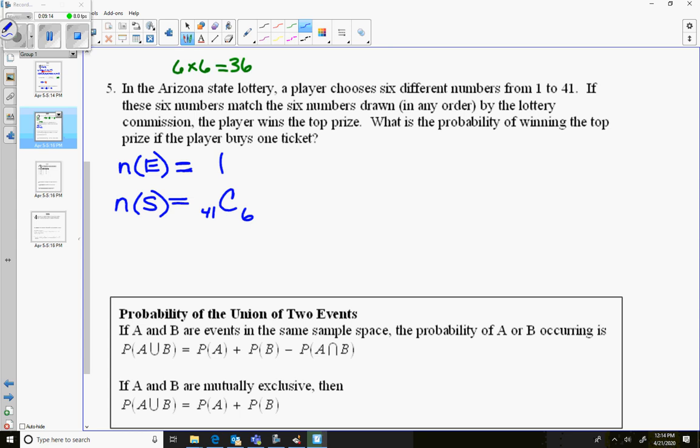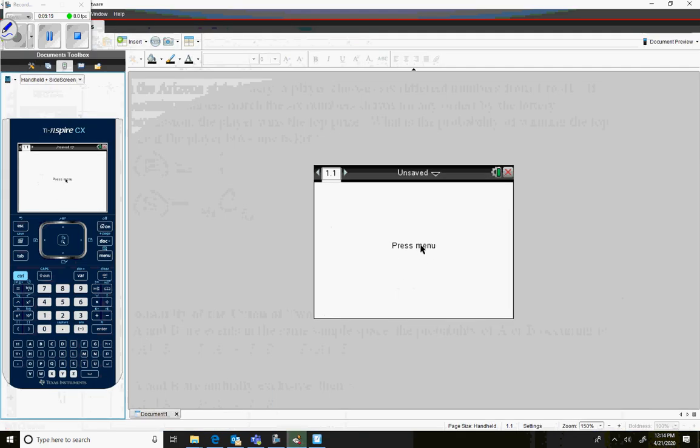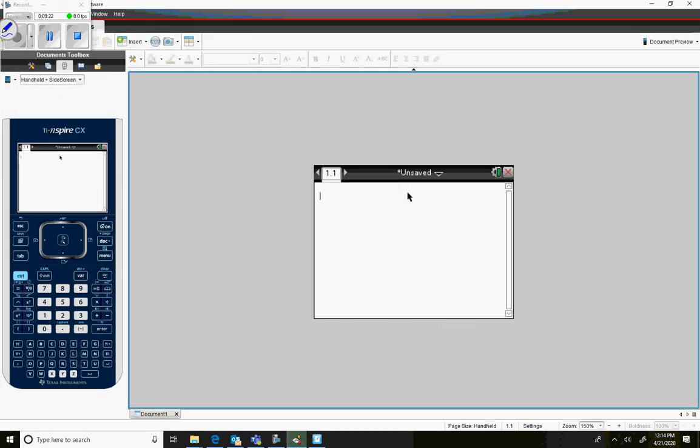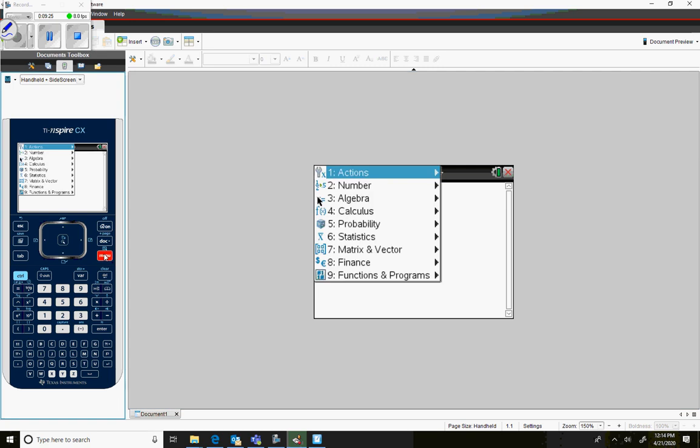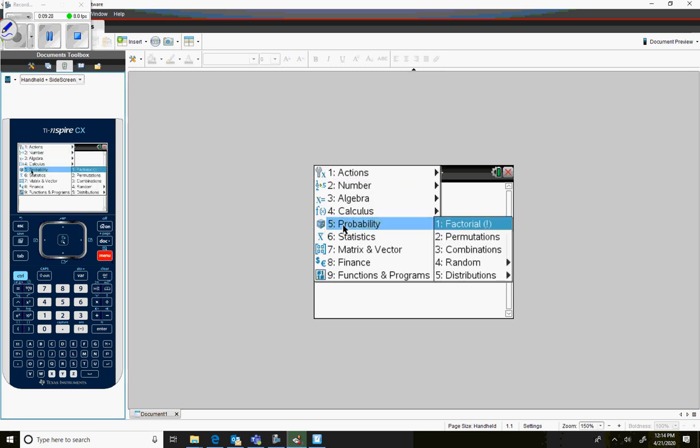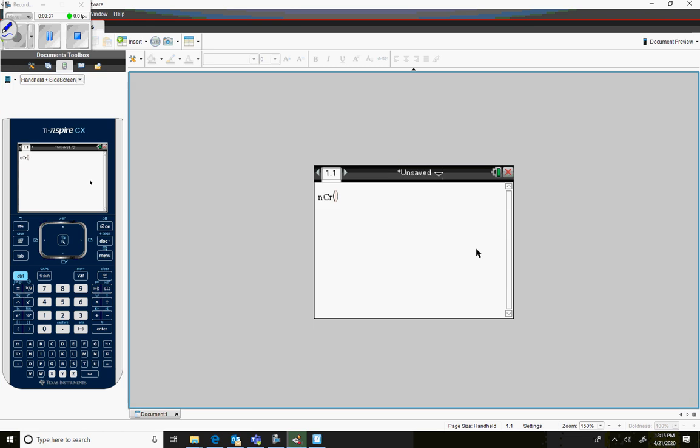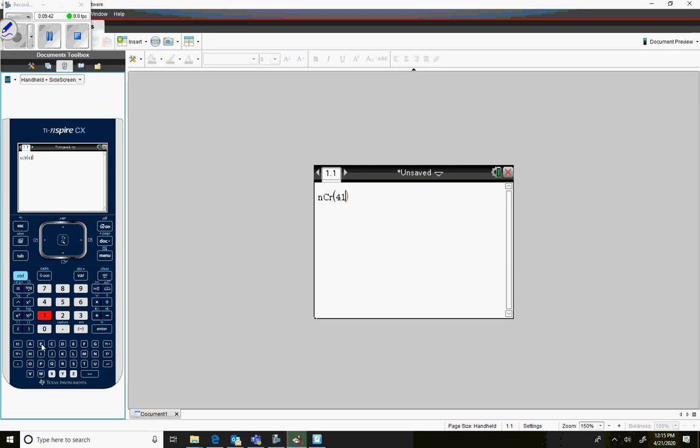Now, what is that? Let's see, calculator, menu. This is under probability. You go under probability, they have factorials, permutations, combinations. We are doing a combination. Now, you have to know how to enter it in the calculator. If you're using this calculator, they want 41, comma, 6. If you have a different calculator at home, you're going to have to enter it differently. So you have to know your calculator.